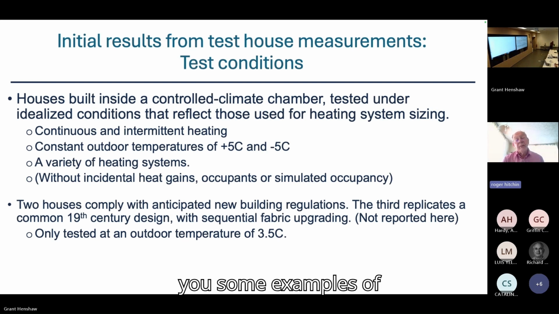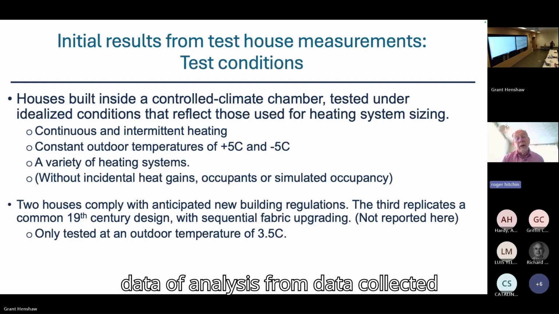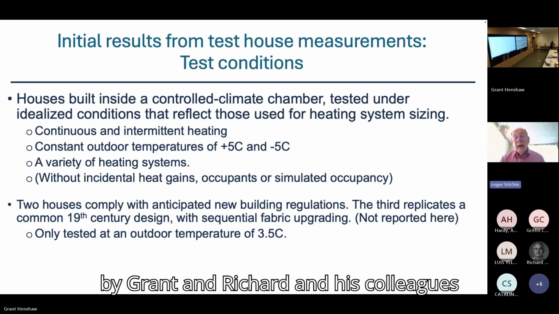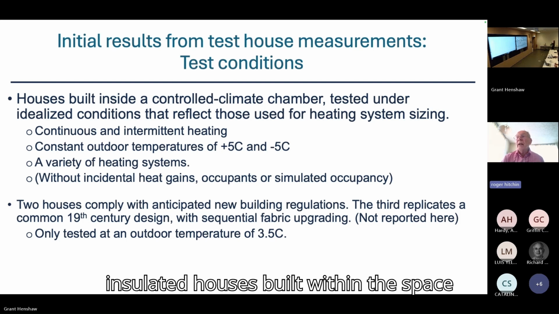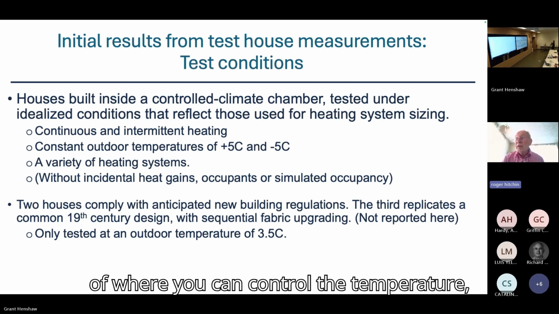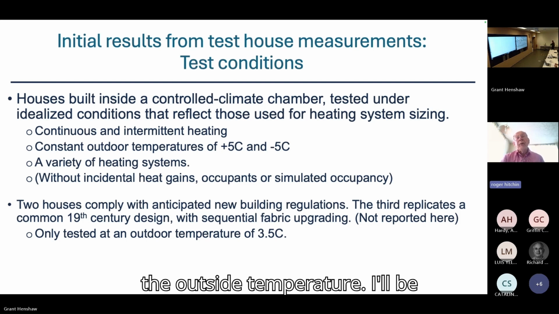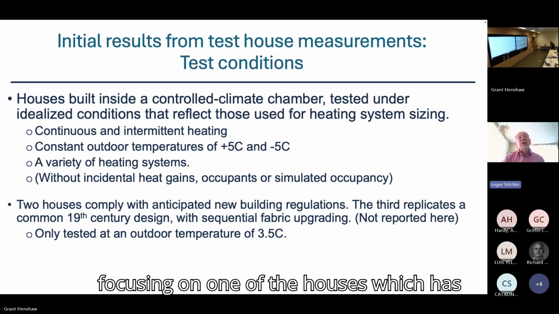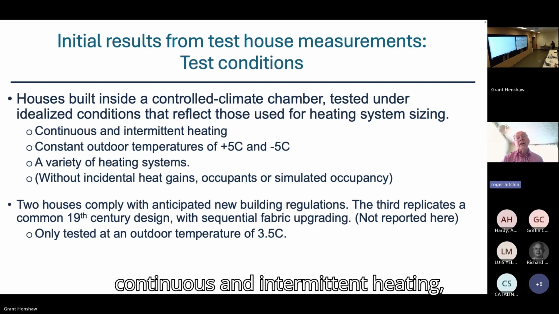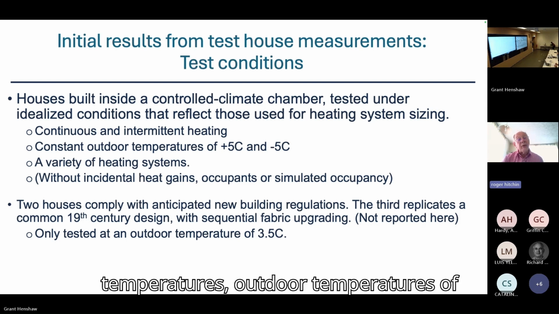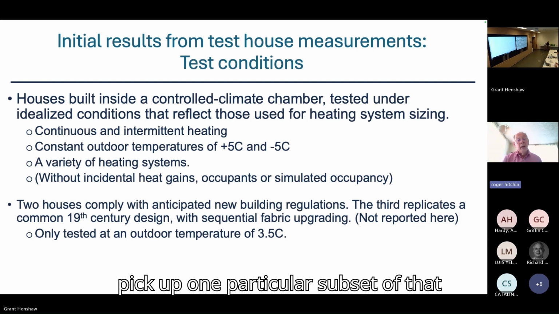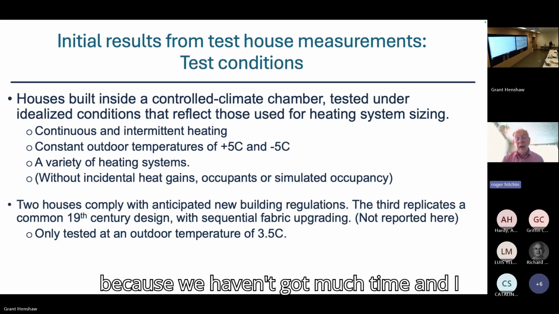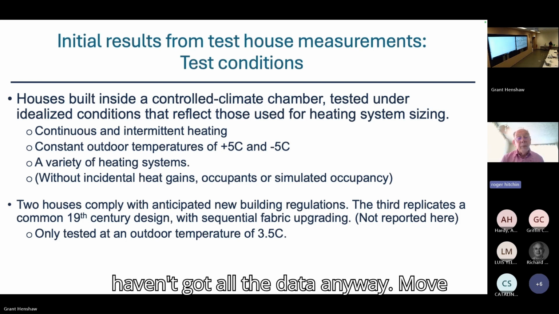Okay, so I'm going to show you some examples of analysis from data collected by Grant and Hitchin and his colleagues in Salford in their test houses, which, just to remind you, are well-insulated houses built within a space where you can control the outside temperature. I'll be focusing on one of their houses, which has been monitored with both continuous and intermittent heating at outdoor temperatures of +5 and -5, with a variety of heating systems. And I'm only going to pick up one particular subset of that because we haven't got much time and I haven't got all the data anyway. Move on then, please.